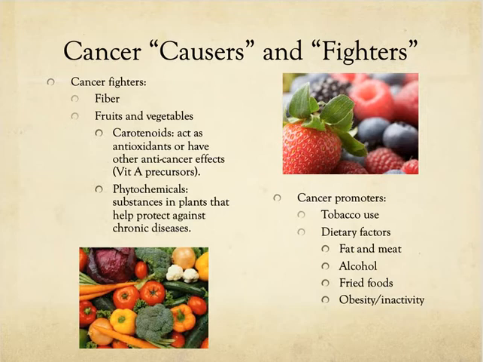Fruits and vegetables are excellent sources of carotenoids, which act as antioxidants or have other anti-cancer effects, and phytochemicals, which are substances in plants that help protect against chronic diseases. Keep in mind, research indicates tobacco, fat and meat, alcohol, fried foods, and obesity or inactivity act as cancer promoters.